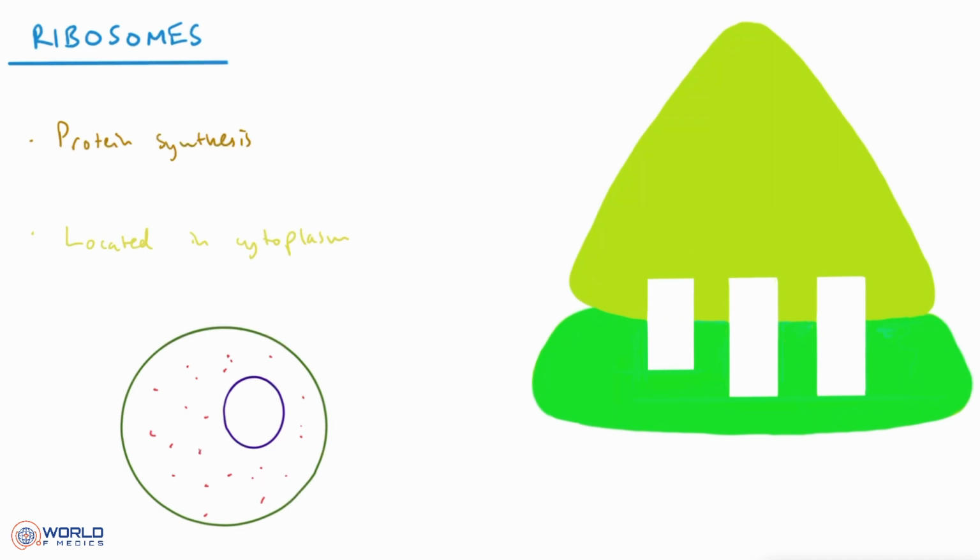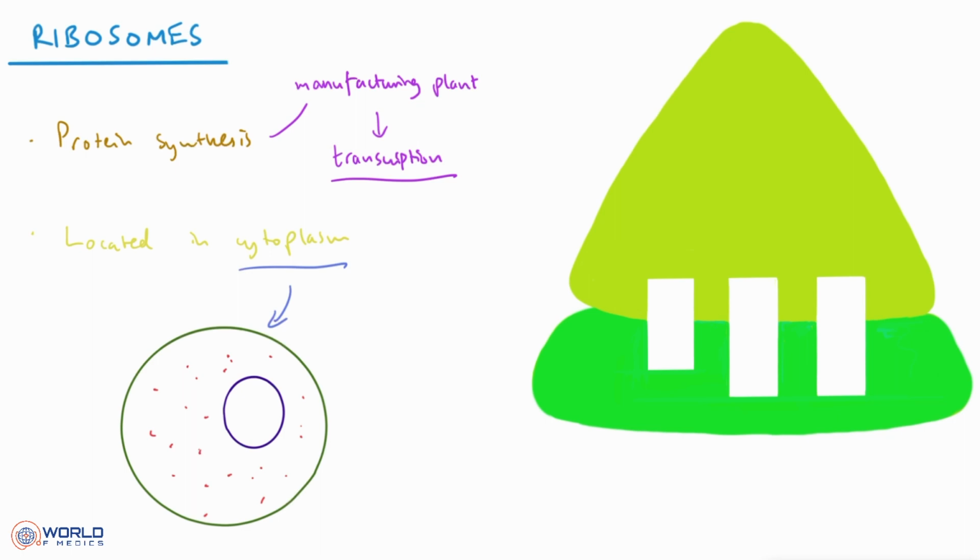Let's take a look at ribosomes. This cell organelle is specifically involved in protein synthesis, and we'll actually say that it's the manufacturing plant of proteins within the cell, and that's because it is the site of protein synthesis, and the process of protein synthesis is of course transcription. And the ribosomes are located within the cytoplasm of the cell.